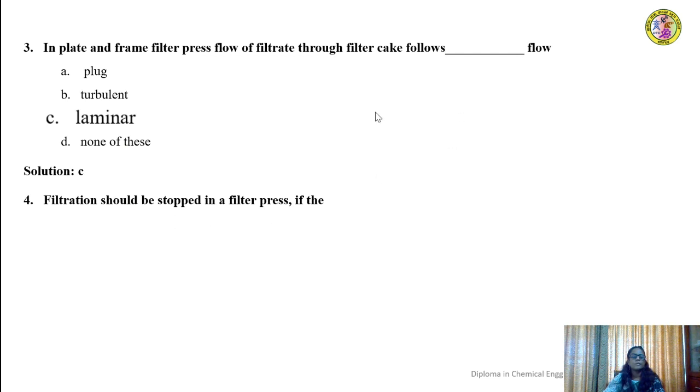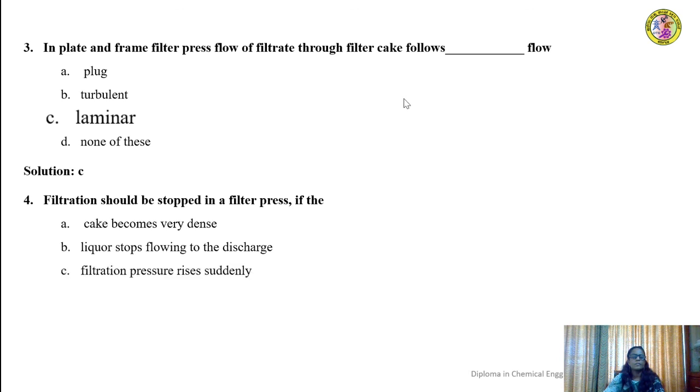Filtration should be stopped in a press if the cake becomes very dense, liquor stops flowing to the discharge cock, filtration pressure rises suddenly, both B and C. So whenever you don't observe the filtrate at the discharge or whenever there is sudden rise in the pressure, those are the two cases where you need to stop an operation in a filter press.